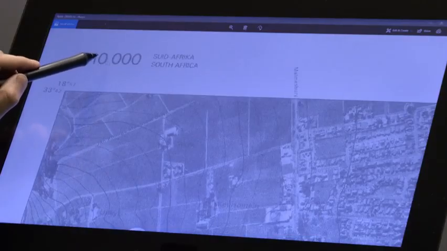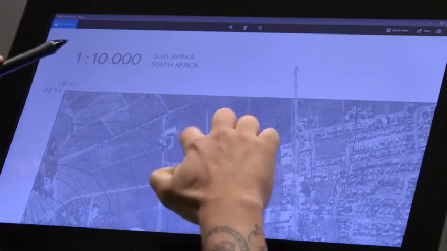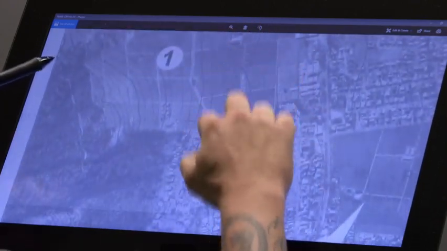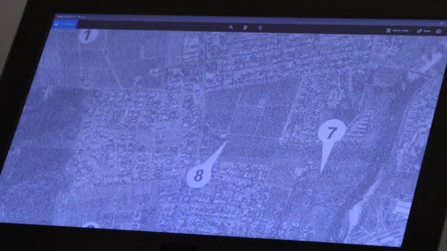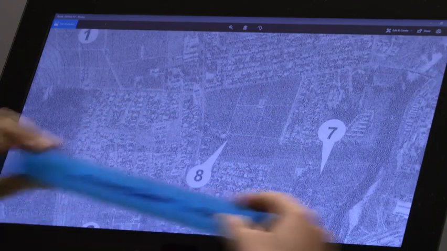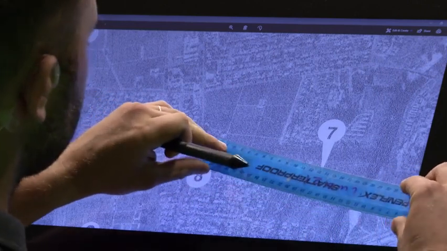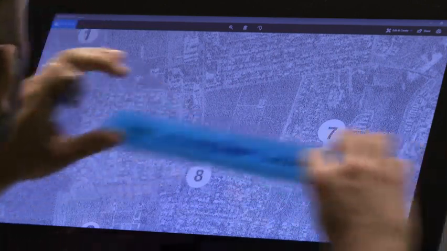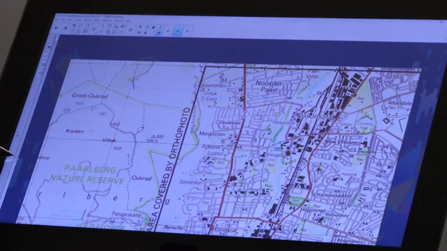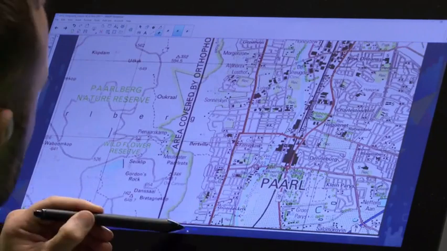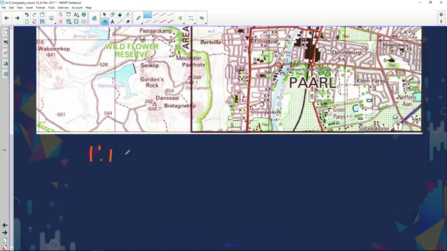So the formula that we're going to use is a bit different. Let's say, for instance, we measure the distance between 8 and 7. It's 11.4 centimeters. So let's quickly calculate it from the orthophoto. The orthophoto scale is 1 to 10,000. The distance between 7 and 8 was 11.4 centimeters.